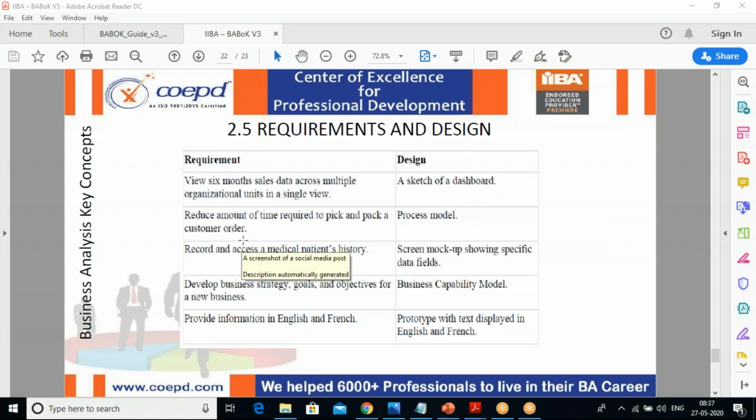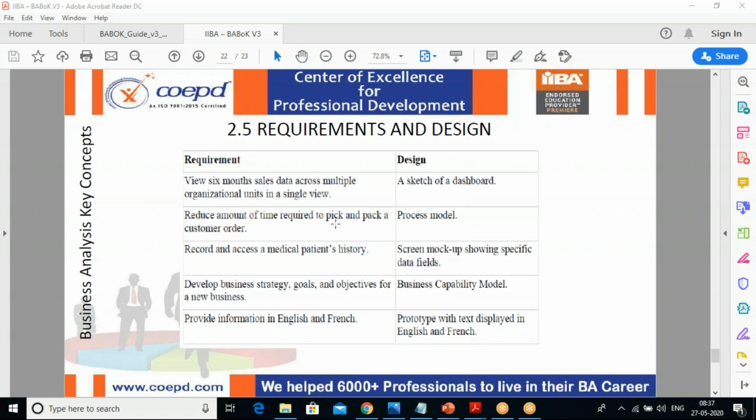And reduce the amount of time required to pick and pack a customer order. So here we'll be working on the process model. And record and access a medical patient's history, the design is a screen mockup showing data fields. And develop a business strategy, goals and objectives for a new business, this is a business capability model. And provide information in English and French, this is a prototype of text displayed in English and French.